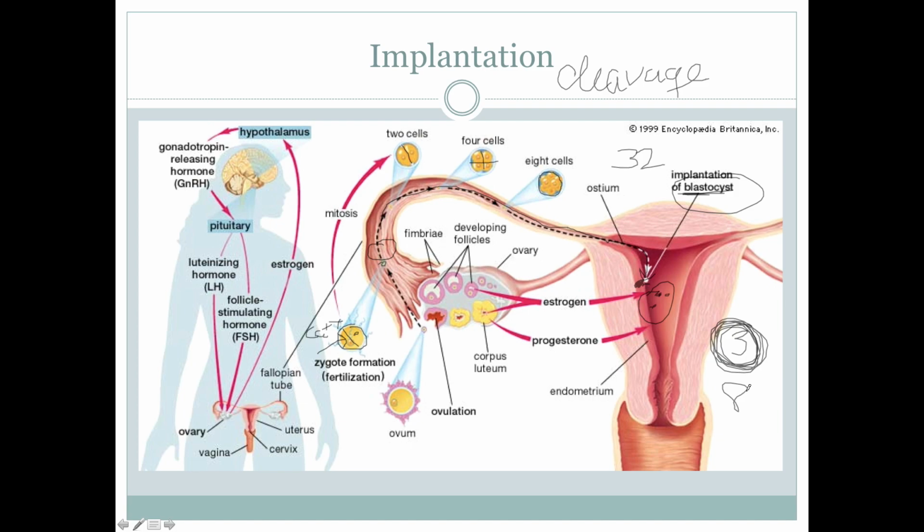So that's the cleavage process. In order for this to survive, first of all, when the blastocyst burrows in, it makes HCG, which rescues this corpus luteum so it stays around and keeps making progesterone. Otherwise, it would just die away.